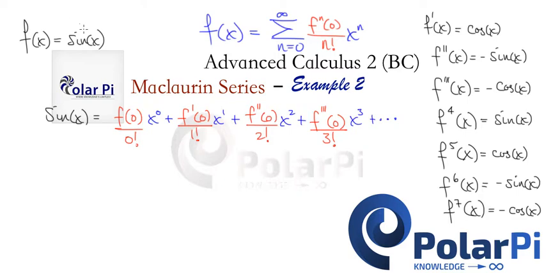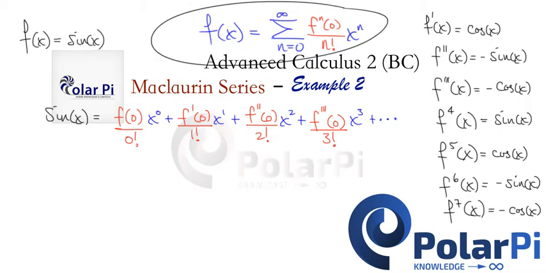Now, first, in this video, we're dealing with the function sine of x, whereas in example 1, we dealt with the function e to the x. And the next video will be cosine. So here, sine x is f, and the Maclaurin series for all functions is written up here.